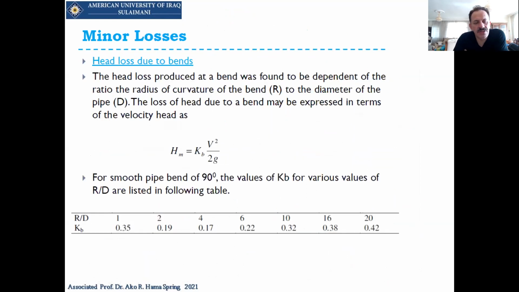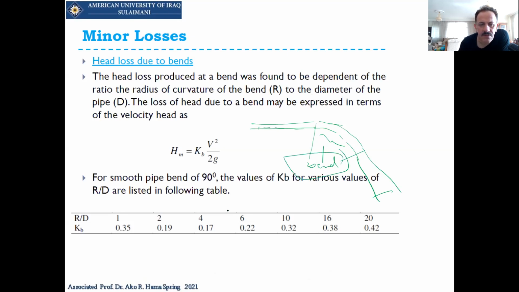The bends in general. Sometimes you have pipes going this way, and we have to bend this pipe like this, and we go this way. So what will happen due to this bend? This is called a bend.